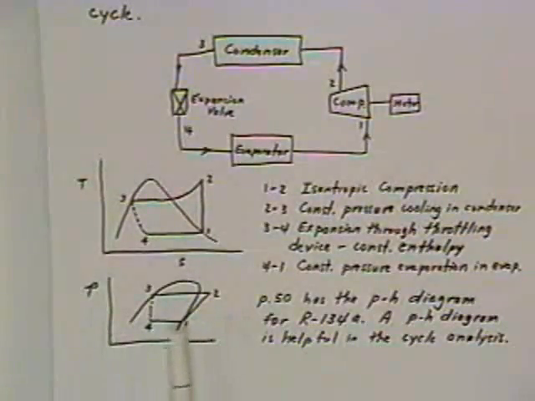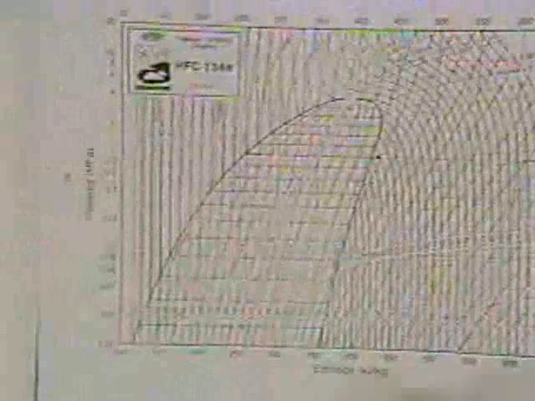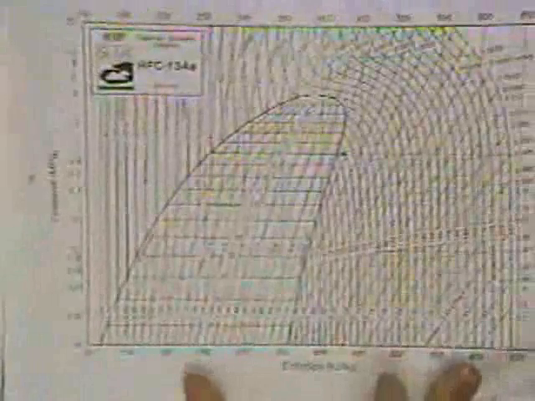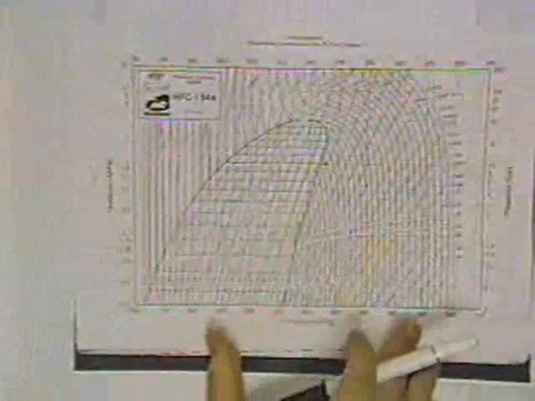And one of the reasons for using the pH diagram and showing it here is that what you have for R134A in your text is a pH diagram. So I'll just go ahead and put this up here. If we can zoom out, I think that will work fine, just to show that.